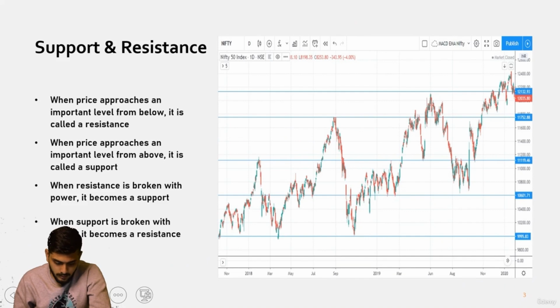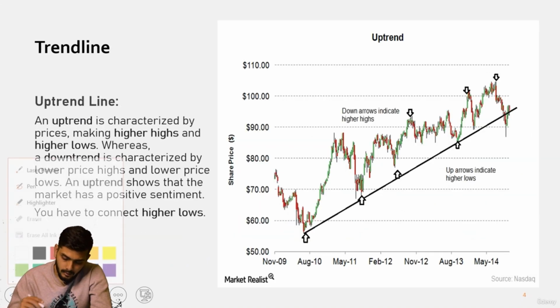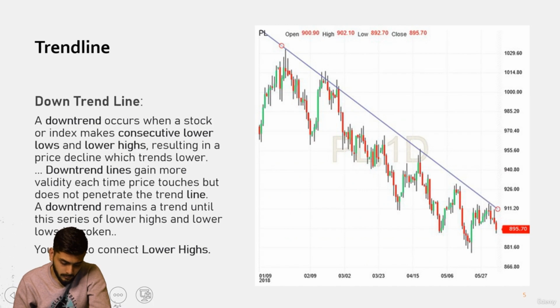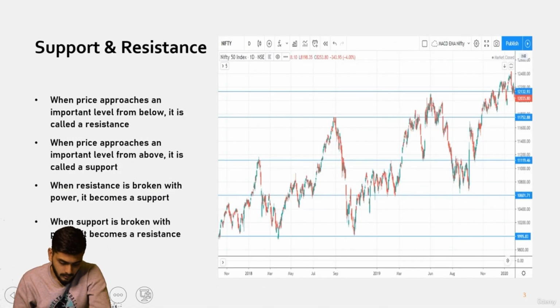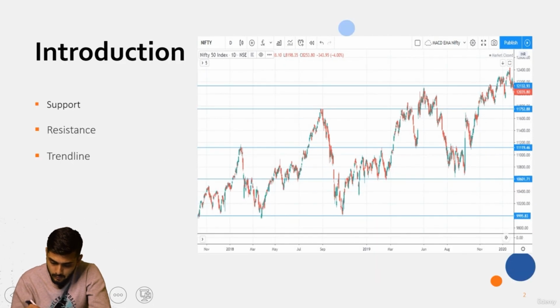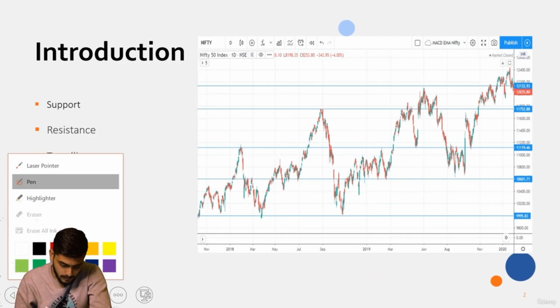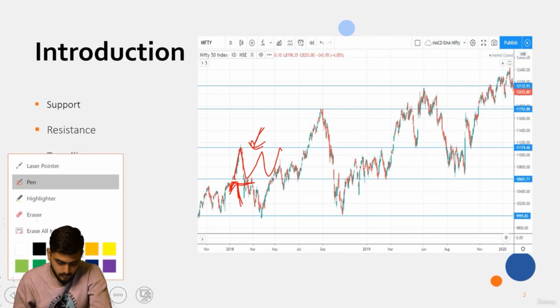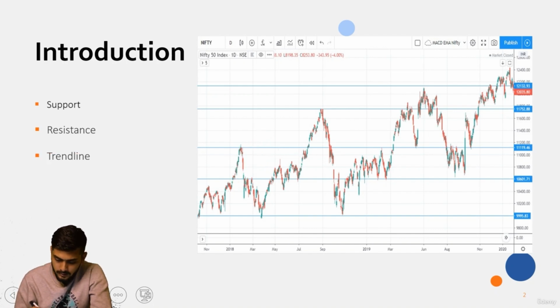So trend lines can be of three types. One can be an upward trend line like this. Details we are going to come to later. One can be a downward trend line like this. Another can be horizontal lines, where the market is moving in a range. This is a trend line, this is also a trend line, a horizontal trend line. Okay, so the basic concept of trend line is understood now.